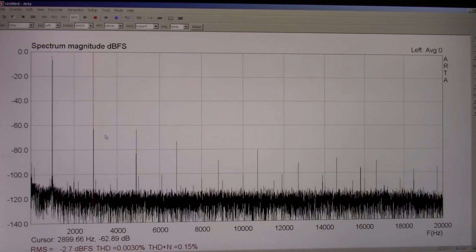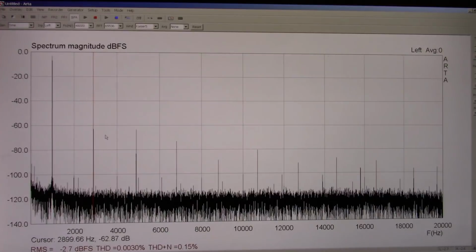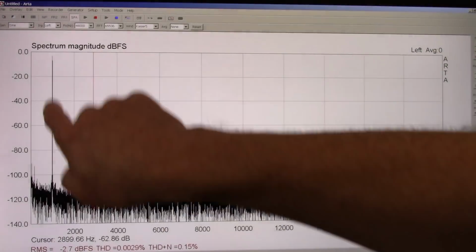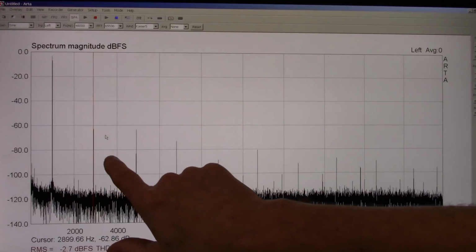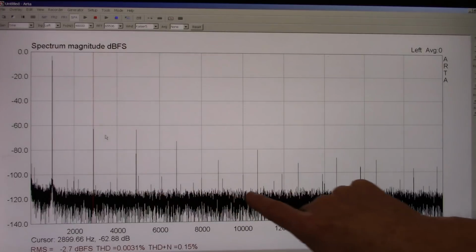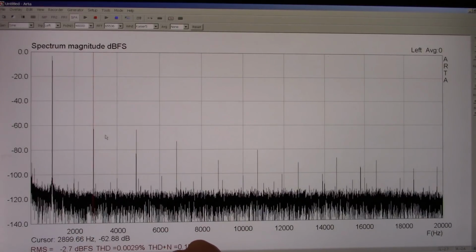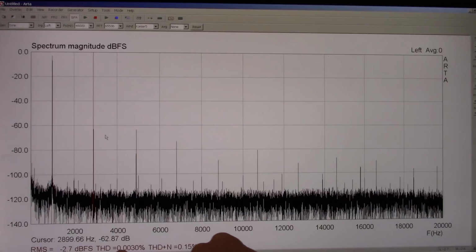2899 or 2900, that's not a harmonic of 1 kilohertz. And that's what we were starting out with. So something with this software is creating these spikes. They're non-harmonically related to the fundamental. I believe the software only looks at the harmonic node.